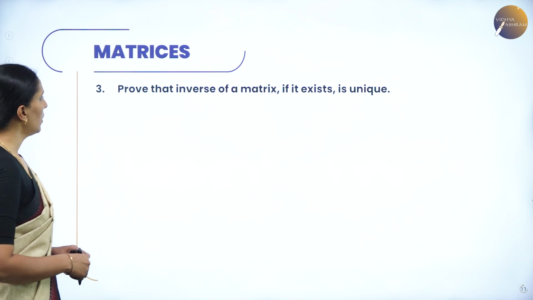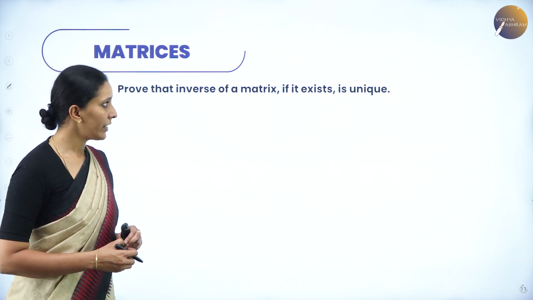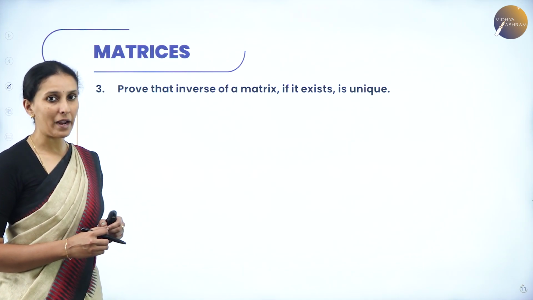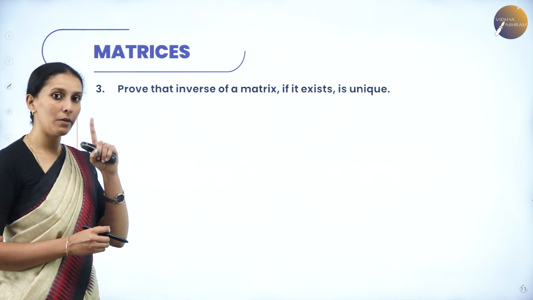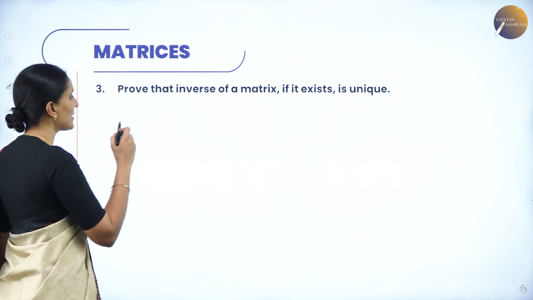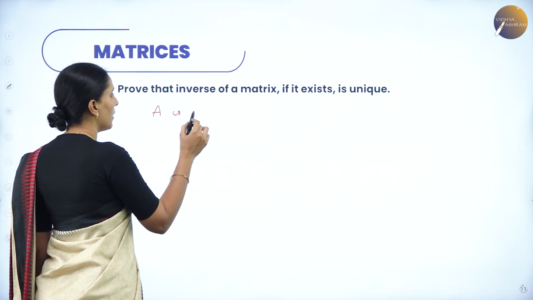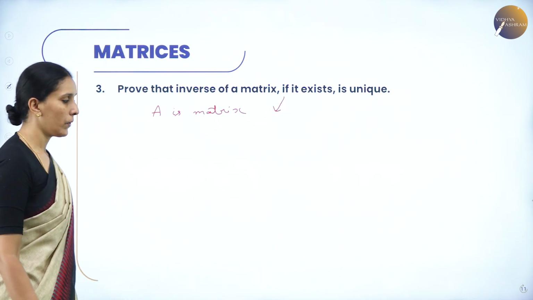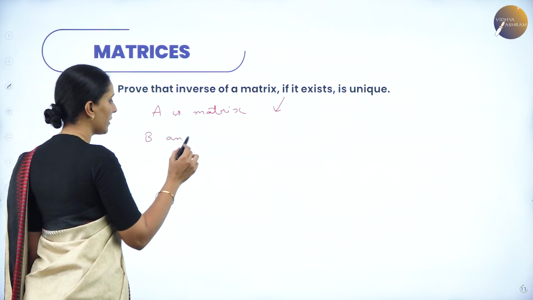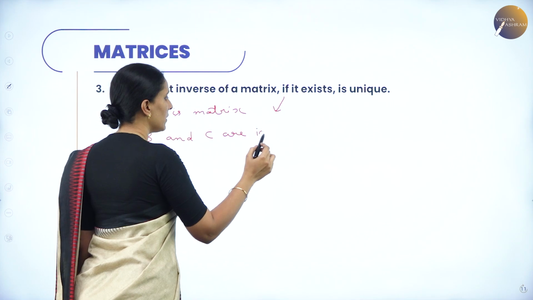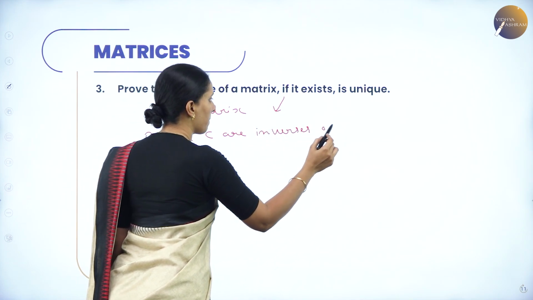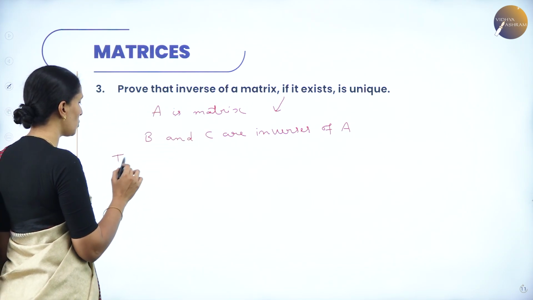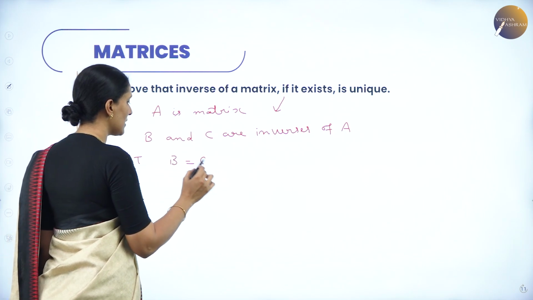Next. So we have a theorem here. Prove that inverse of a matrix, if it exists, is unique. That means for every matrix, if inverse of a matrix exists, it is always unique. That means there will be only one inverse for a given matrix. So let us consider A is a matrix for which inverse exists. Okay, so let B and C be inverses of A. So my aim is to show that B is equal to C. That is to show that it is unique. That means B and C are same.